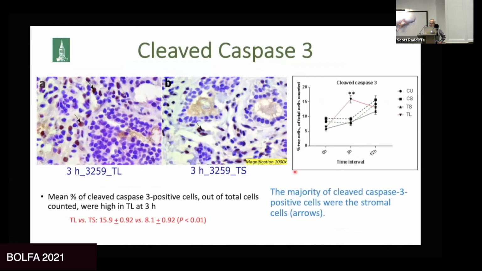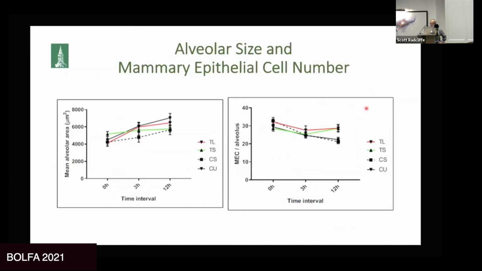And we did see a very brief increase in caspase, which indicated apoptosis again. But again, that only happened very shortly. Nevertheless, we didn't see changes in mean alveolar area and the mammary epithelial cell number per alveolus, at least at 12 hours. We cannot guarantee anything after that.